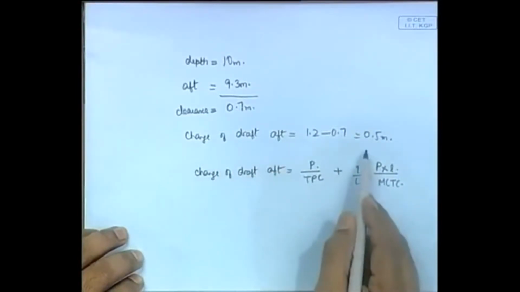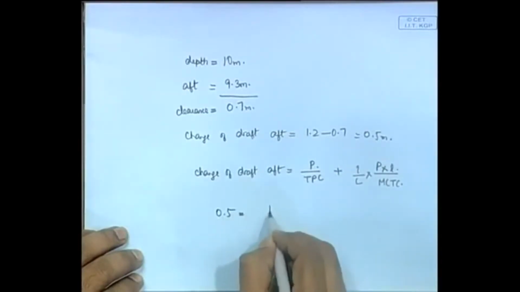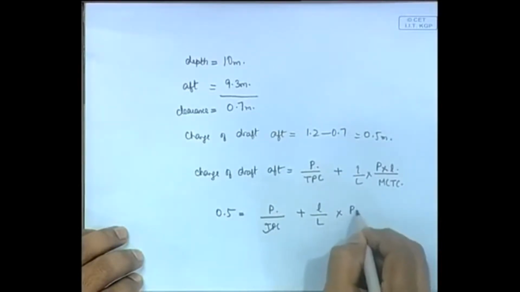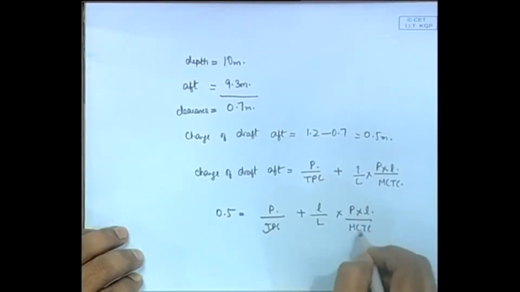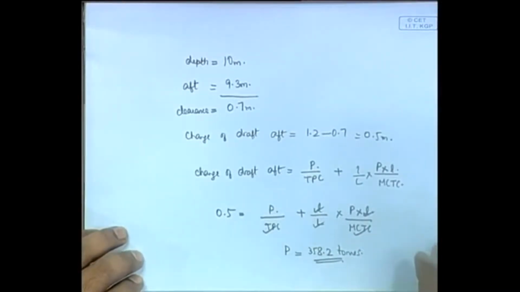Now we know the change in draft aft, it is given as 0.5 meter, we have already calculated it. So if you do that 0.5, you put this P, you know TPC, so TPC is known, then l is the distance of the center of flotation, that is also given, length of the ship is given, P we do not know, MCTC is given. So in this you solve for P, okay, you will get P as some 358.2 tons. This gives you the reaction force from the ground when it touches the ground.